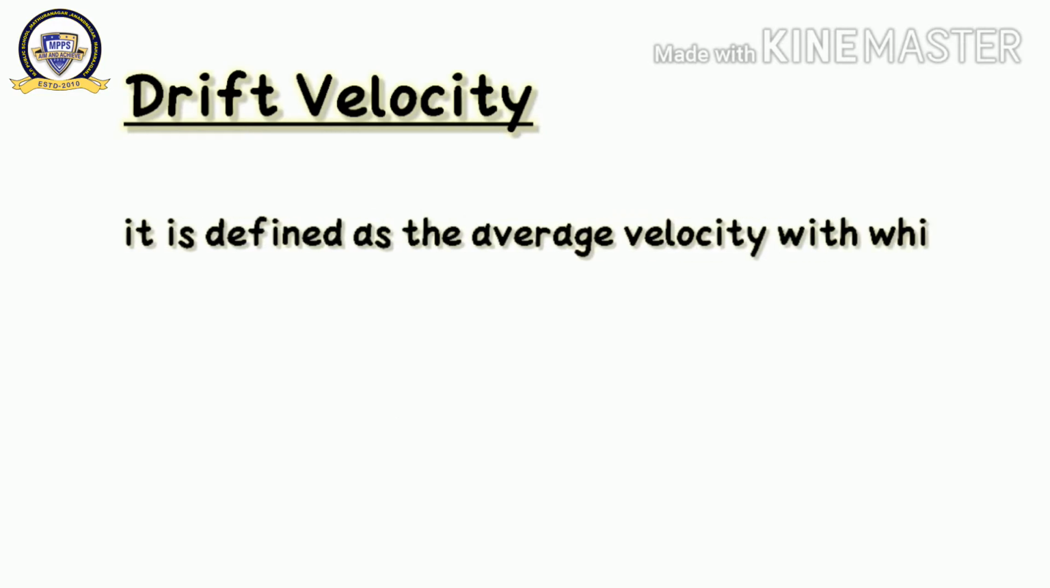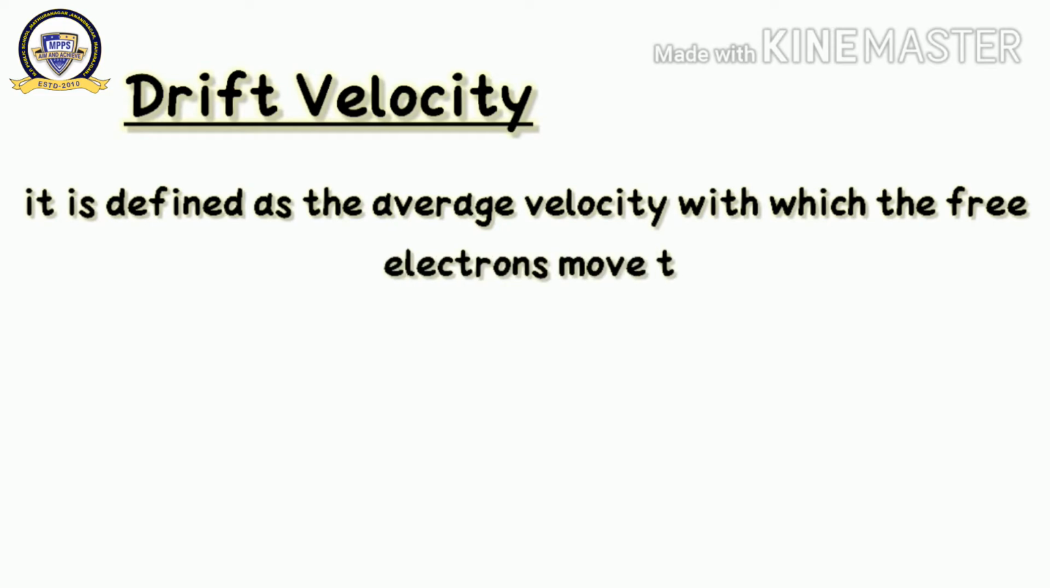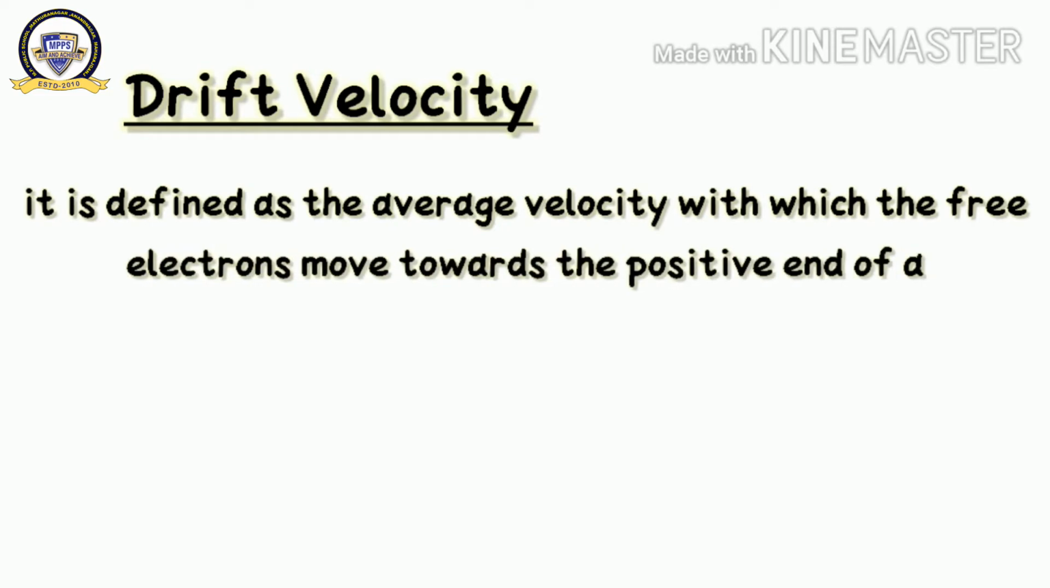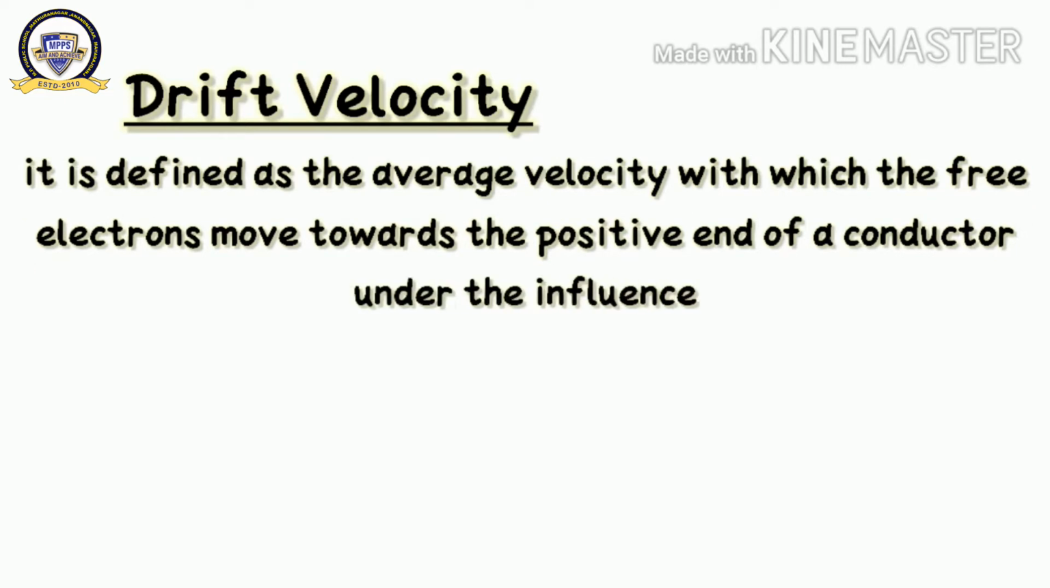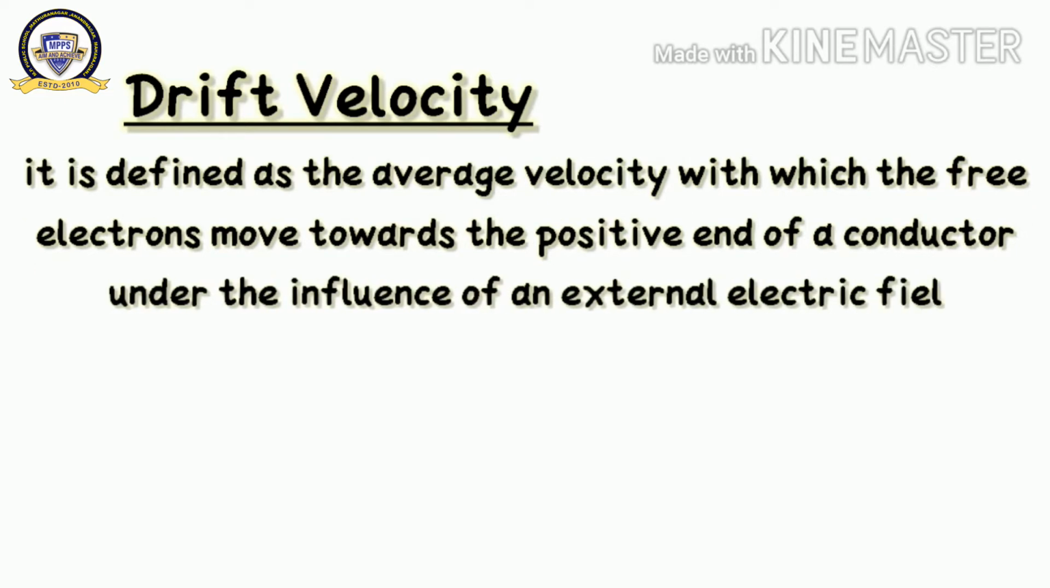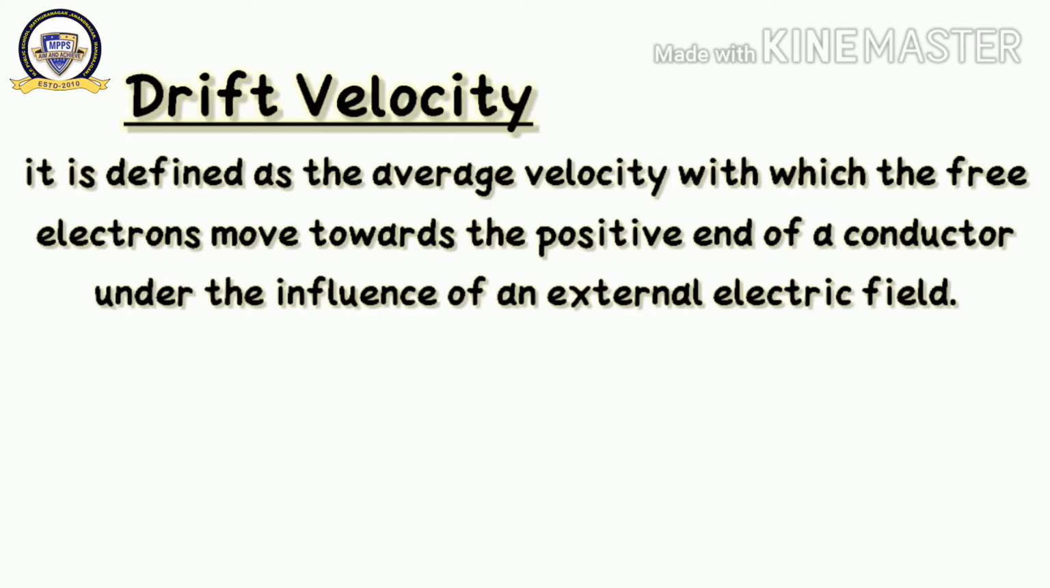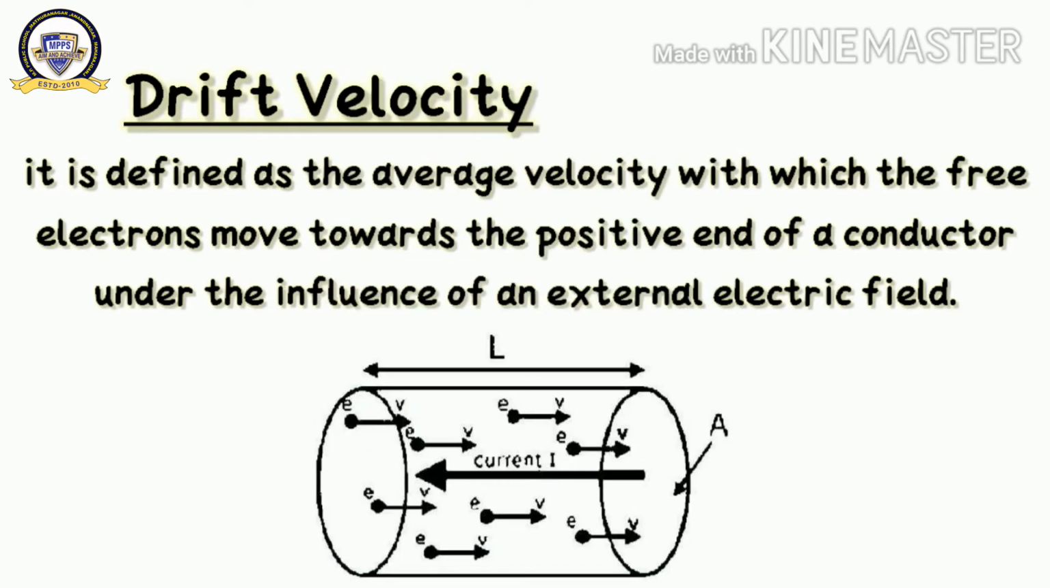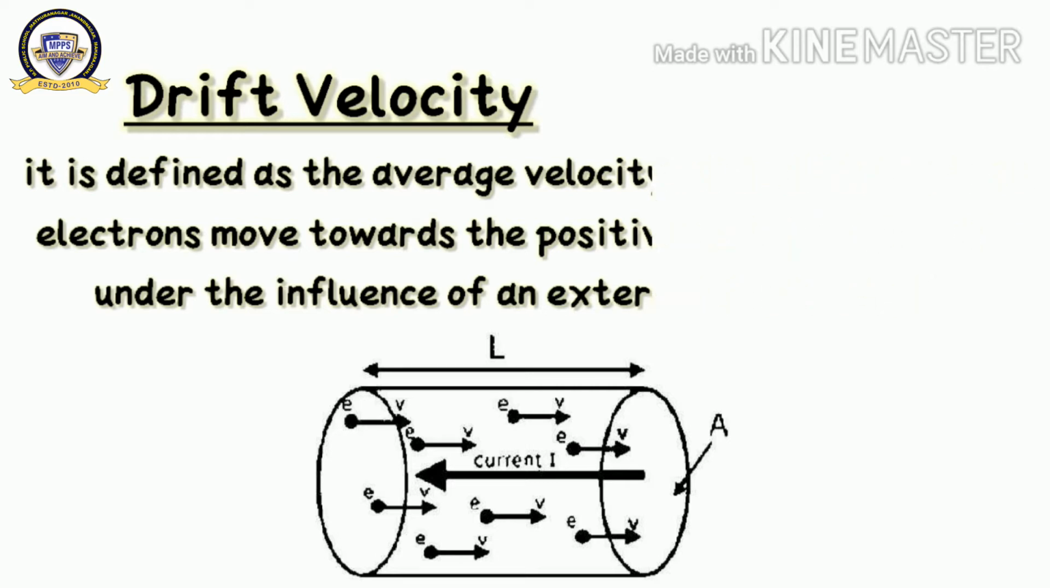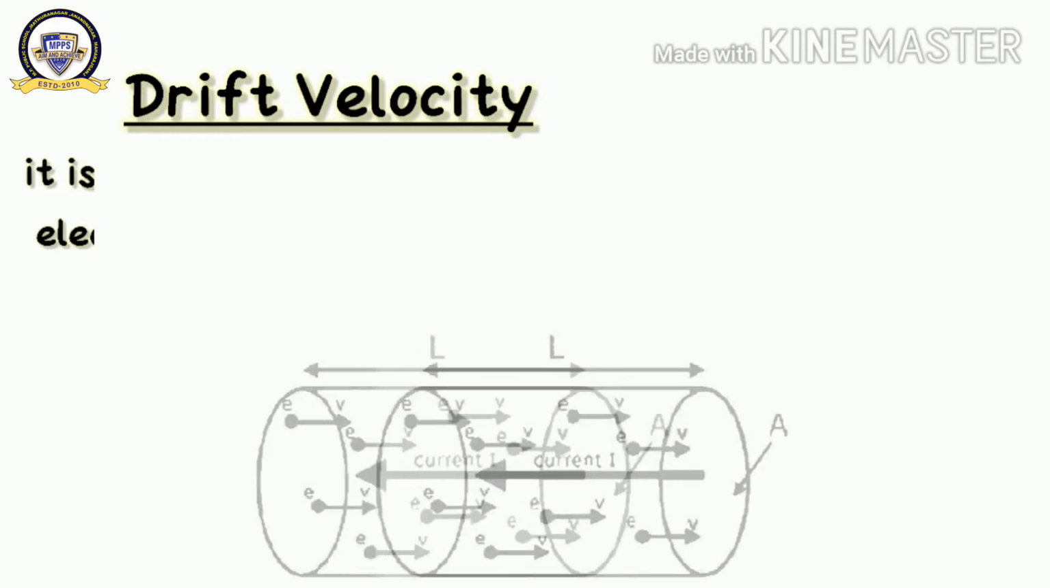It is defined as the average velocity with which the free electrons move towards the positive end of the conductor under the influence of an external electric field. See, we are talking about free electrons. You should know that if free electrons are present, then there will be conduction of electricity in any conductor. Now one more thing is there, external electric field. It means that for doing some work, an external agency is required. Here the external agency is the electric field, and under this electric field, free electrons will move toward the positive end of the conductor.